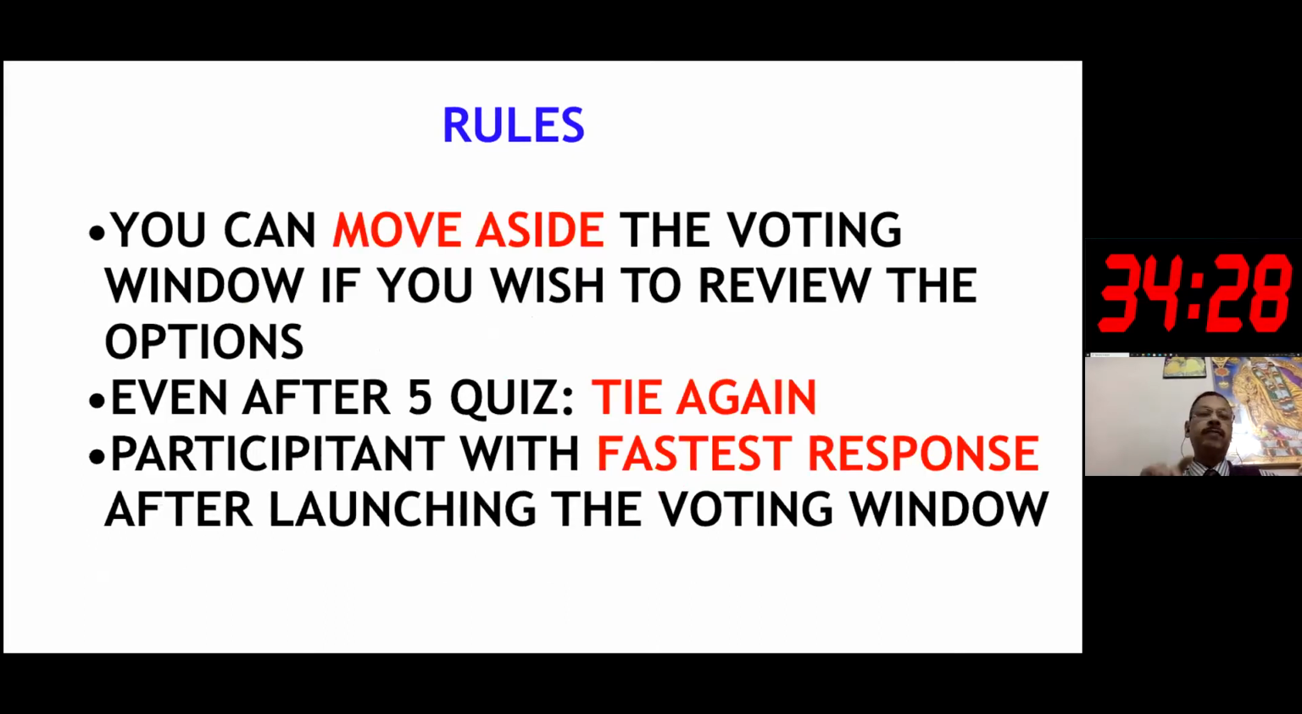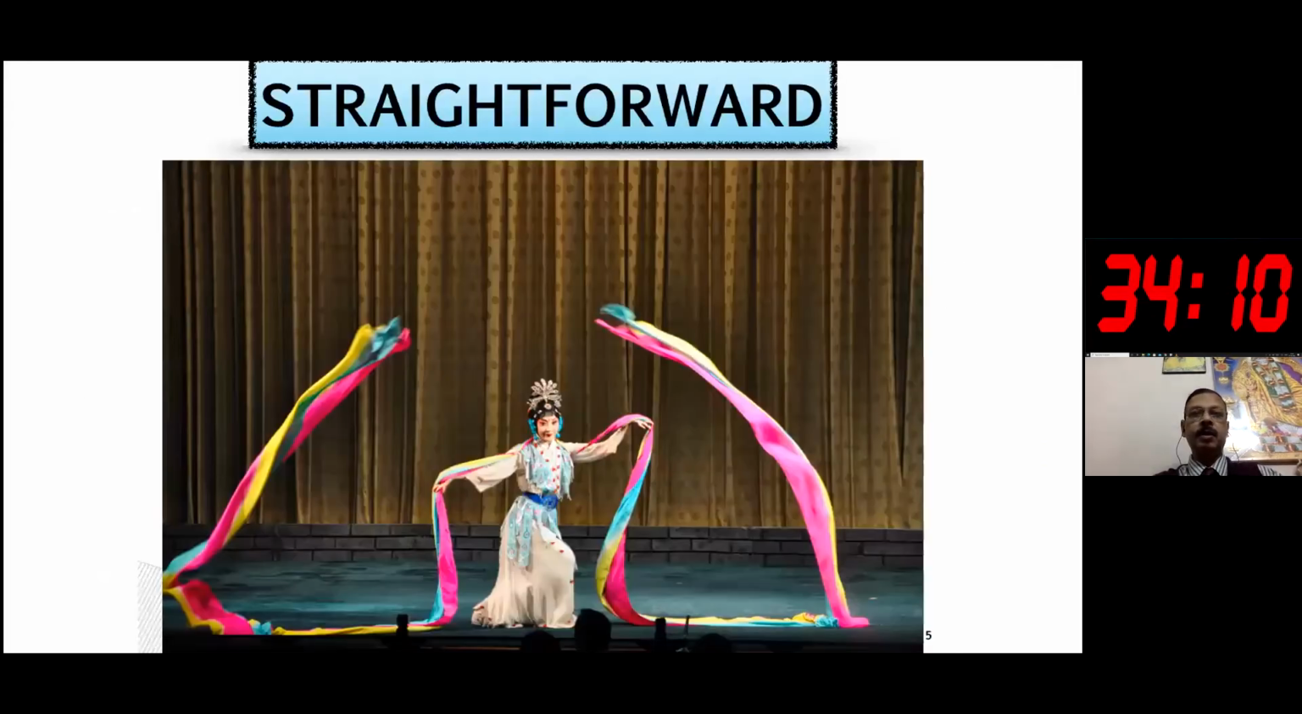Of course, if you want to see the options again, you can move aside the voting window if you wish to review these options. Even after 5 questions, if there is a tie again, the participant with the first response, which we can determine from the software after launching the voting window, will be the winner. So far, the 20 questions are divided into five titles. The first 4 are straightforward and a little simpler.